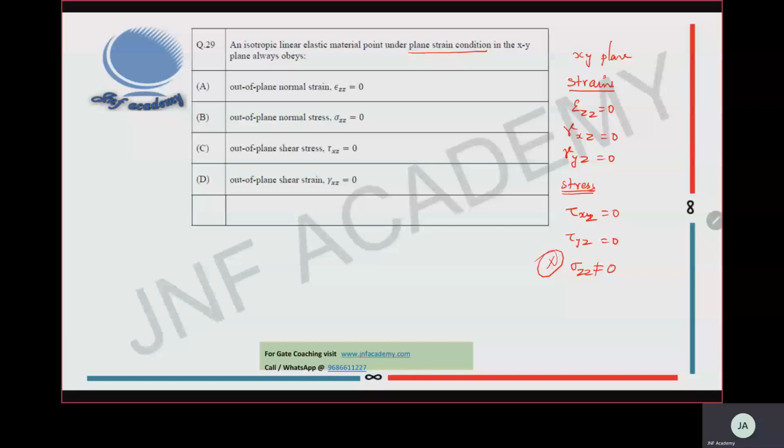Okay, so now we need to choose the option accordingly. So let us take the first option, epsilon z is 0. Yes, this is correct. Then see the second option, out of plane normal stress sigma zz is equal to 0. Yes, this is the wrong answer. Then out of plane shear stress is 0. This is also correct. Out of plane shear strain is 0, this is also correct. So the options are A, C, D. These three options are correct.